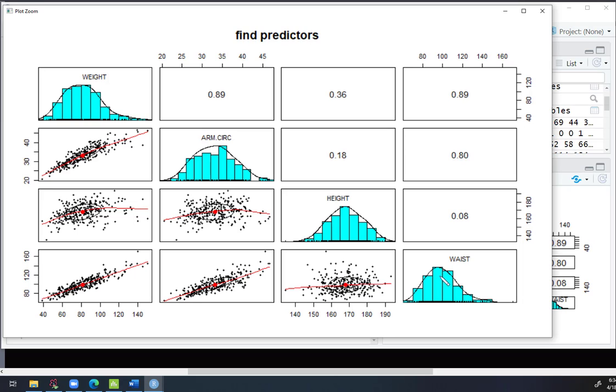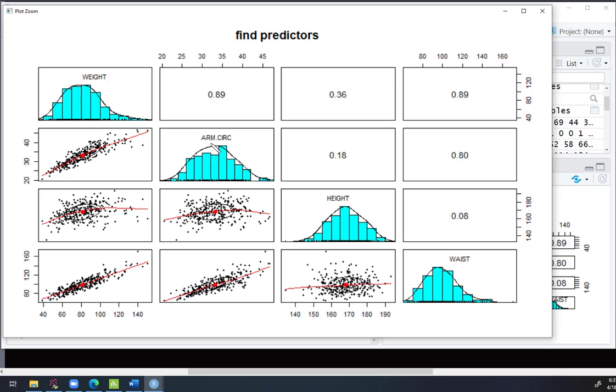And waist, again, a little bit skewed right. But that's not what we came to talk about, but these are our variables that we're looking at. Now, in the upper triangle, I have the correlations of one of these variables with the other. For example, this 0.89 is a correlation between the row would be weight, and the column would be arm circumference.